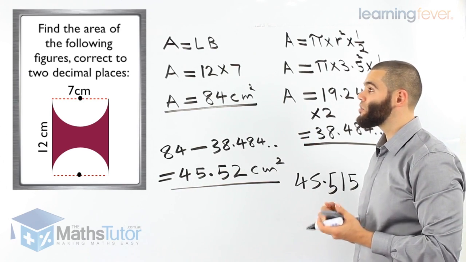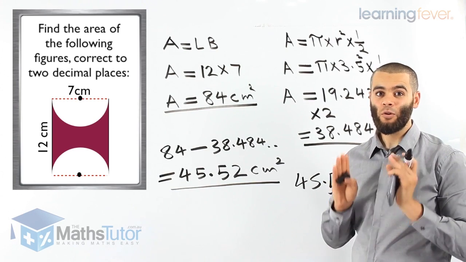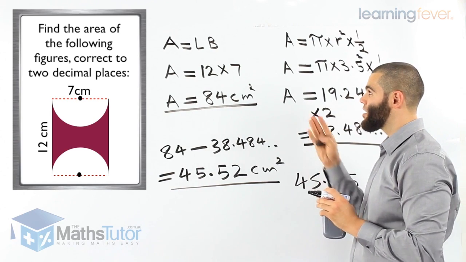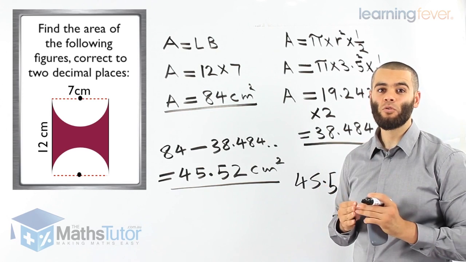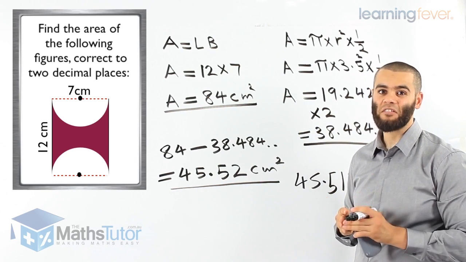This question was not hard, but again, you need to look at the details. Look at the details and you get them right. Here we had a rectangle, take away two semicircles, we found the shaded region there in red. That's how easy it was.